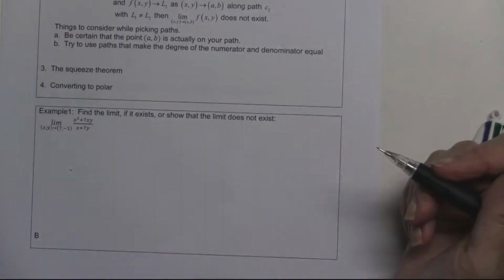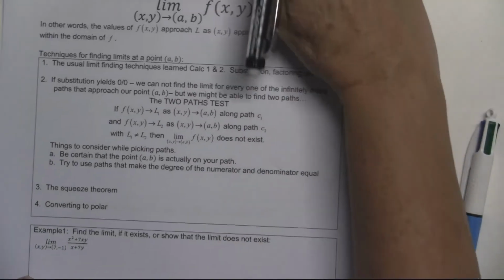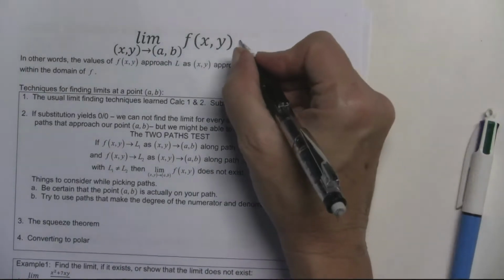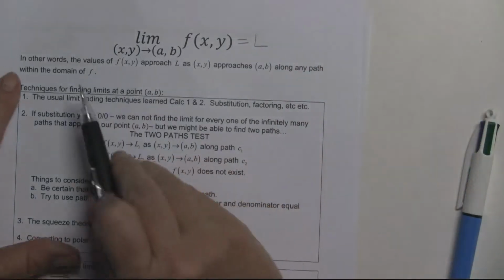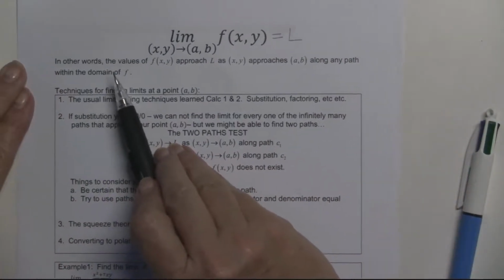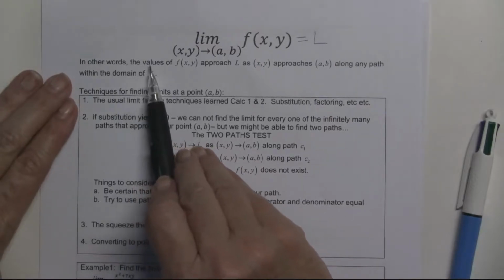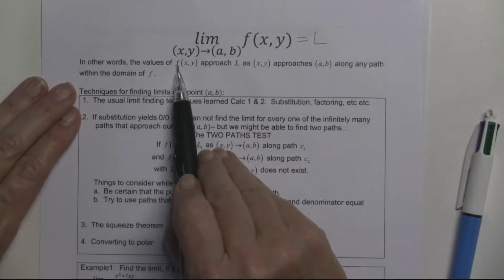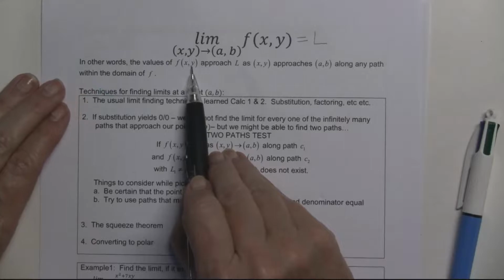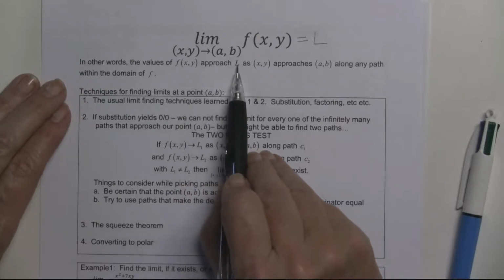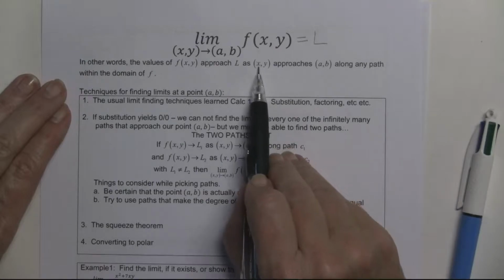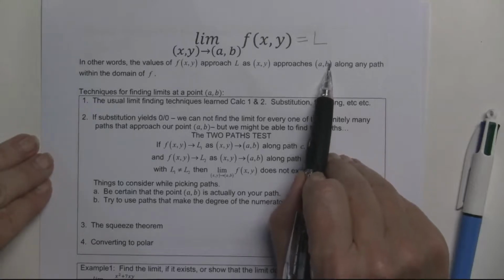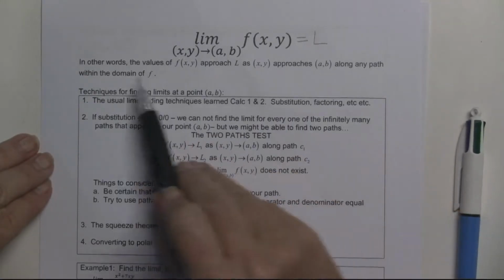We're going to focus more on the informal definition. I lost my L here, so I'll add it in here for you, equals L right here. In other words, looking at this more informally, what this situation says is that the values of the function evaluated at (x, y), which are our z value, approach L, our limit, as ordered pairs on our xy plane approach a specific point (a, b) along any path of the domain of f.